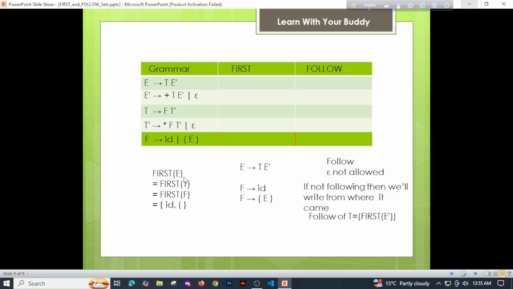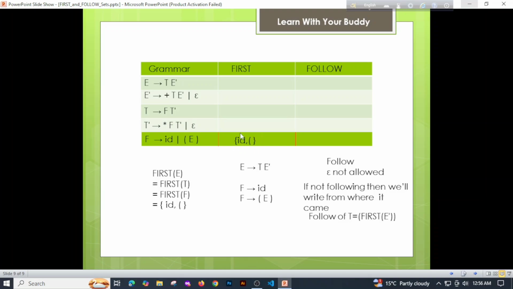Now let's see. For the first of E, here we can see that we have T and E prime. So for this we need to know the first of T, and for T we need to get the first of F. And for the first of F we can see that F is id and the opening bracket symbol. So these are the first of F.